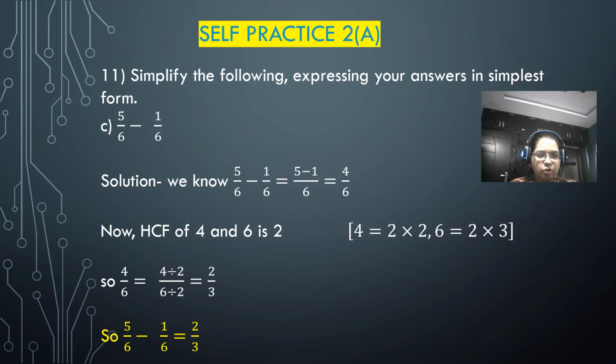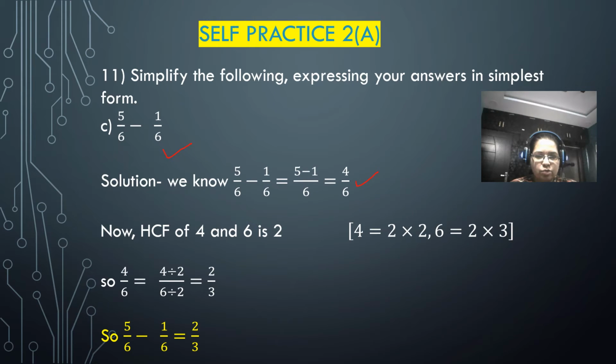Now we will solve question number 3, part C: 5/6 minus 1/6. Here both are like fractions as the denominators are equal, that is 6. When we subtract like fractions, just subtract the numerators and write down the denominator as usual. So subtract the numerators 5 and 1. 5 minus 1 is 4. 4/6, 6 is the denominator. So we get 5/6 minus 1/6 equals 4/6.